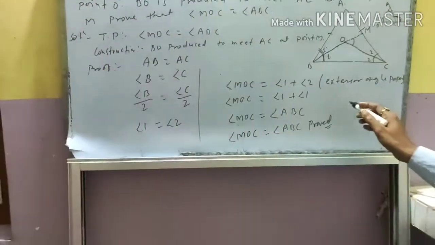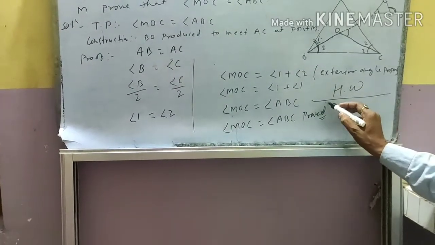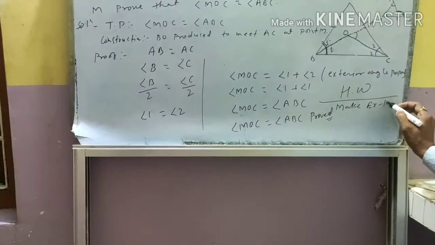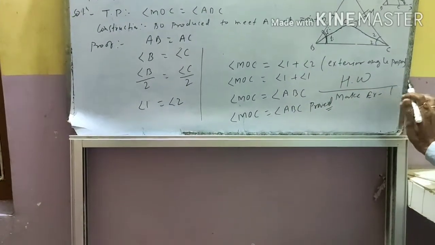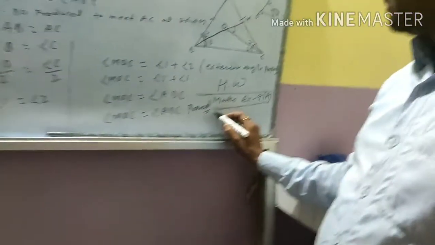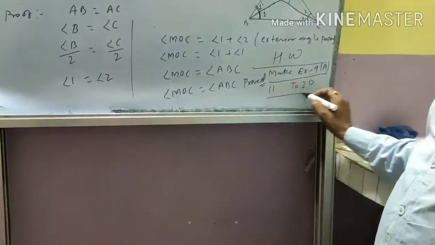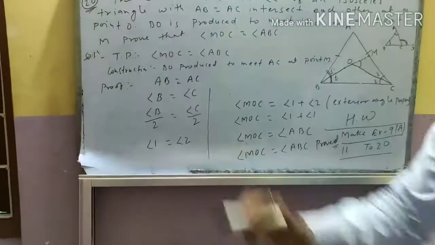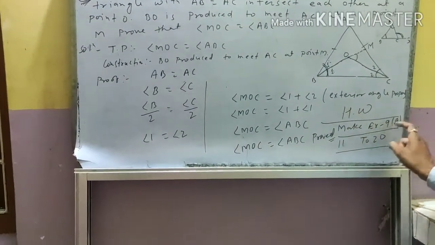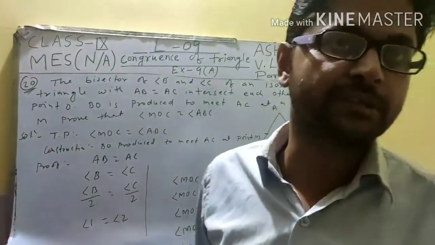So today's homework is: make exercise 9A, question number 11 to 20. This is 20 questions, student. Homework is exercise 9A, question number 11 to 20. If you have any query, if you have any question, ask the question. Thank you.